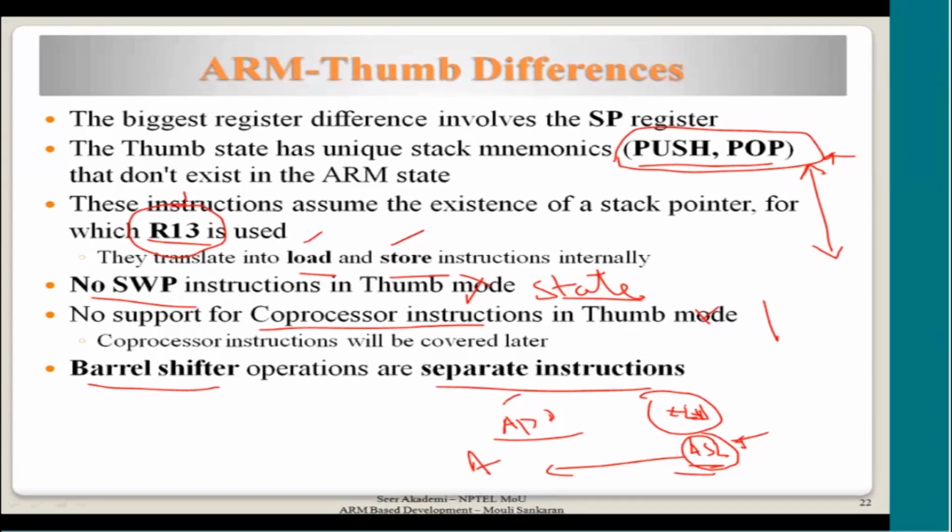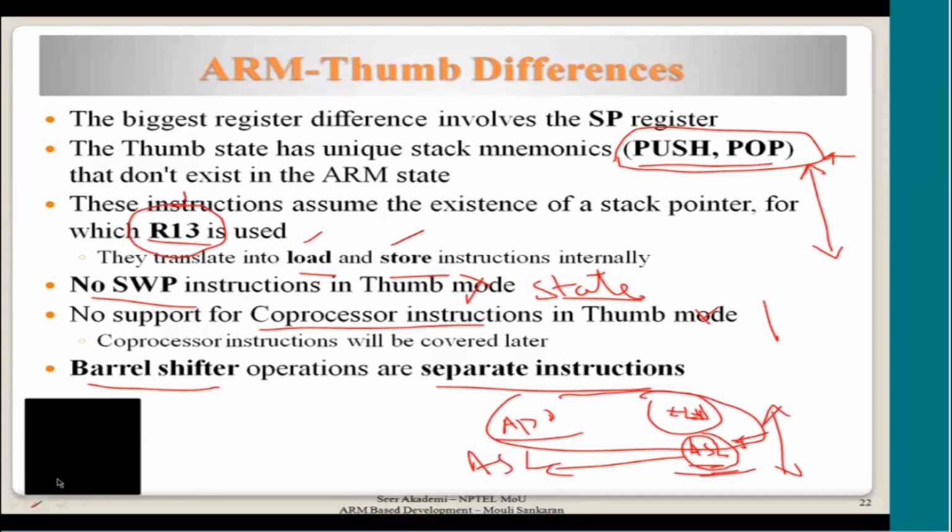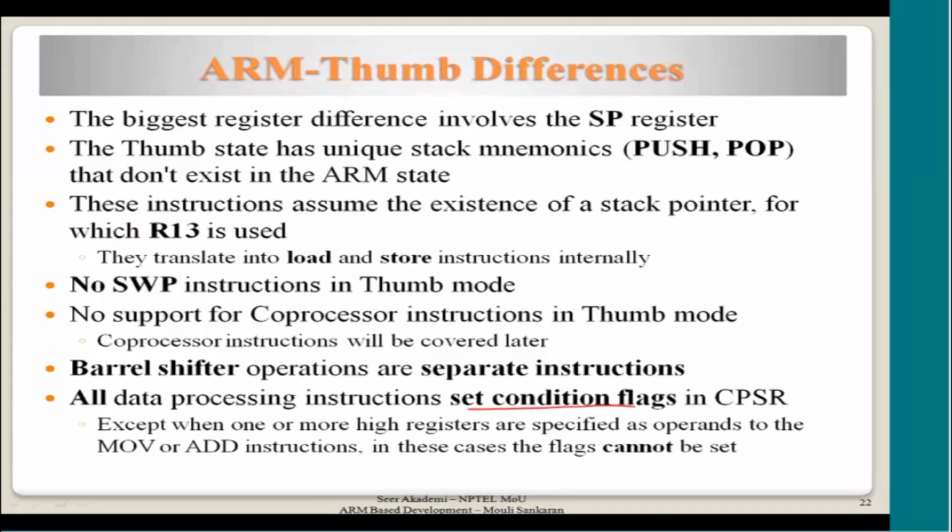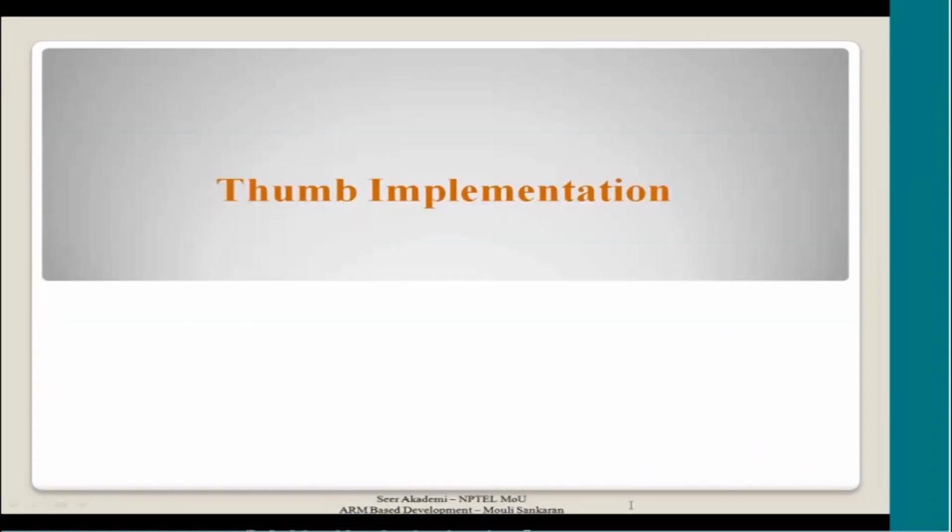Why? Again, the limitation is because of the instruction width. Support for barrel shifter operation is there, but you have to mention it as a separate instruction. And then, all data processing instructions set the conditional flags. No, you cannot mention an S flag, because again one bit would be wasted if the S bit needed to be mentioned. So they have removed the S bit option. That means every instruction, logical or arithmetic, will affect the conditional flags, the CSZNV. So these are the basic differences.